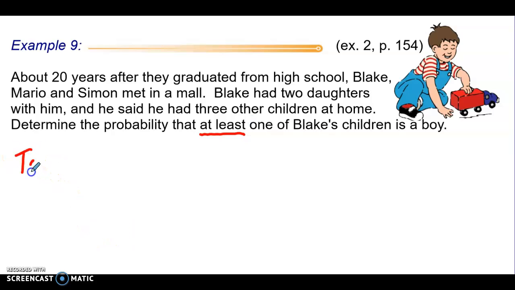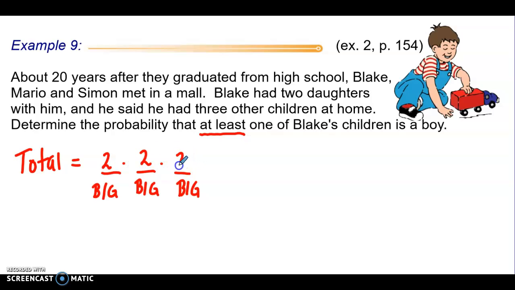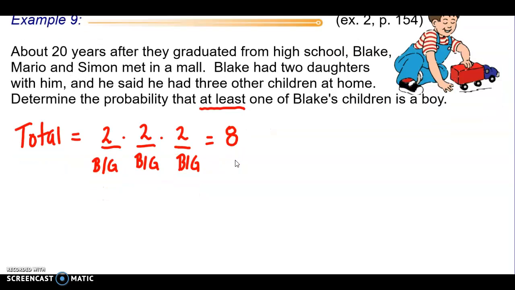First of all, we're going to look at our total ways. He has 3 children at home. The first child can be a boy or girl. The second can be a boy or girl. And again, the third can be a boy or girl. There are 2 times 2 times 2. There are 8 ways.